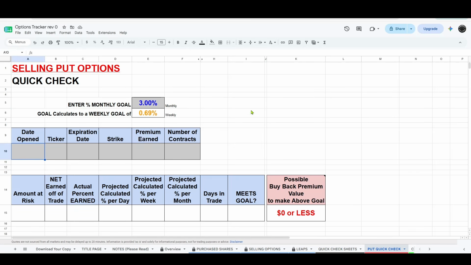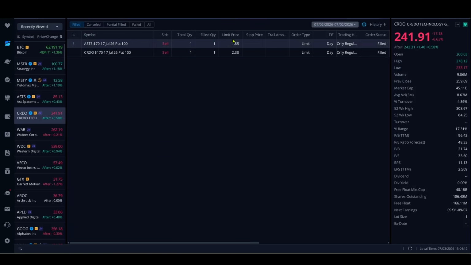So if I were to enter that into this spreadsheet, let's just see what that actually would project out for the month. This one was opened on 7/2. The ticker, of course, was ASTS. That expiration was 7/17, and that strike was $70. The premium that I did earn was that $1.85 right there. So let's enter that into the spreadsheet.